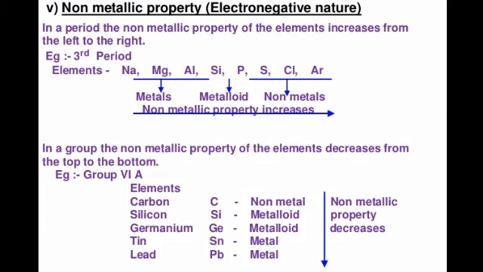Electronegative nature, or non-metallic property, is the opposite of metallic property. It is the tendency of an atom to attract the lone pair of electrons towards itself, or to gain electrons. This tendency is known as electronegative nature. Along a period, the non-metallic property of the elements increases from left to right, and down the group the non-metallic property decreases. From sodium to argon the non-metallic property increases, while from carbon to lead the non-metallic property decreases.